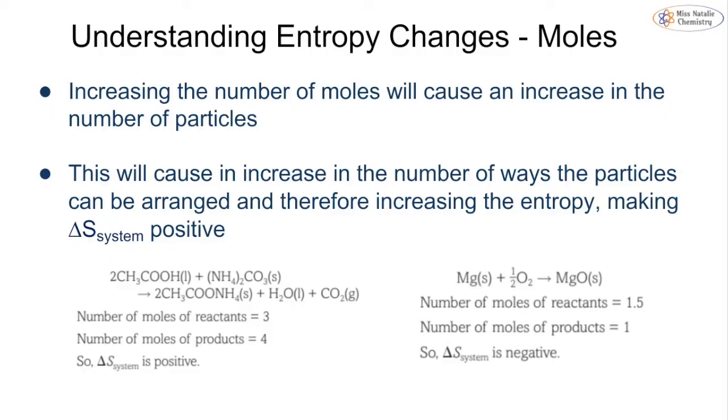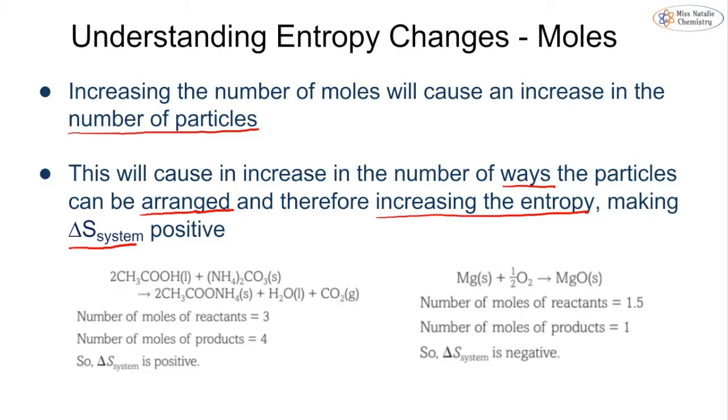Now we can also look at how changing the number of moles in a reaction is going to affect the entropy. So if we increase the number of moles, we're actually then increasing our number of particles. If we increase the number of particles, this means that we're increasing the number of ways that the particles can be arranged. So our possible arrangements is increasing, meaning we have an increase in entropy, which makes our entropy of the system a positive value. And this can then lead to a total entropy value which is also positive, meaning it would be a spontaneous reaction. But in this case, we're focusing on the entropy of the system.